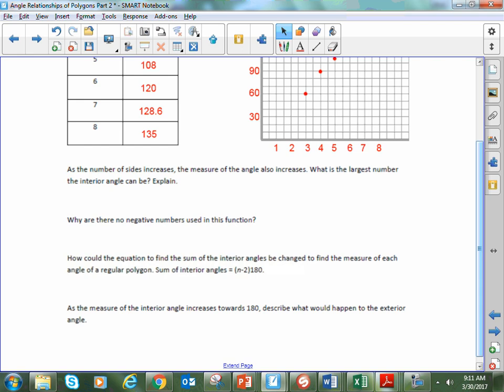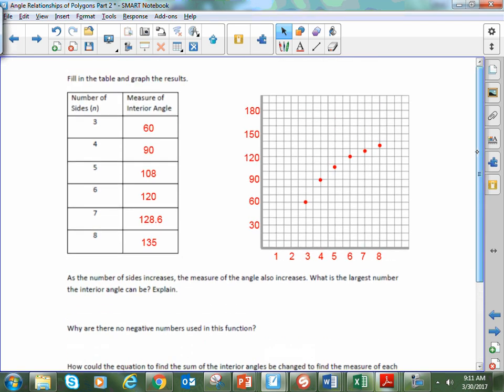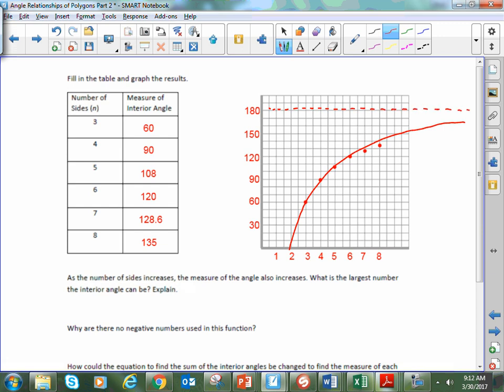Well, let me look at the graph here a second. I'm intentionally not drawing in the points here, and I'm not drawing in a line on purpose, but if I did, it would ultimately get up to a point where it just kind of looks like it gets to 180 degrees, but it really doesn't. It would approach 180 degrees, but it doesn't actually become 180 degrees.